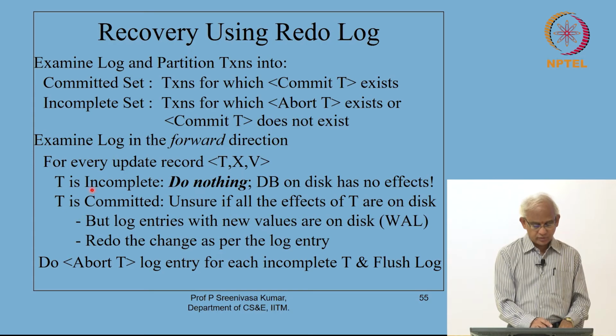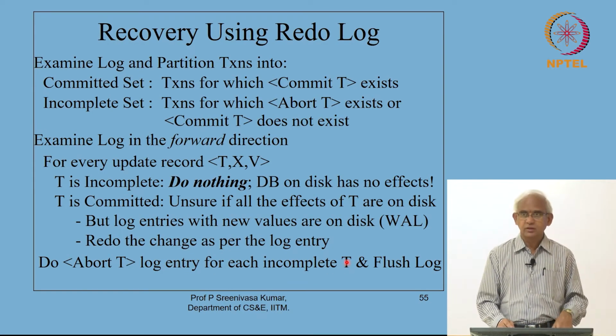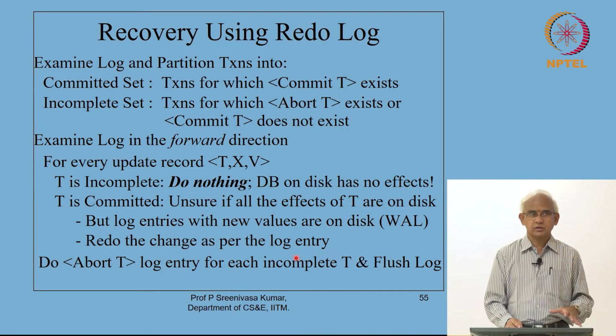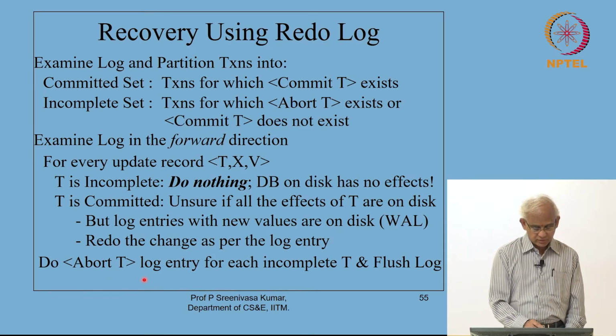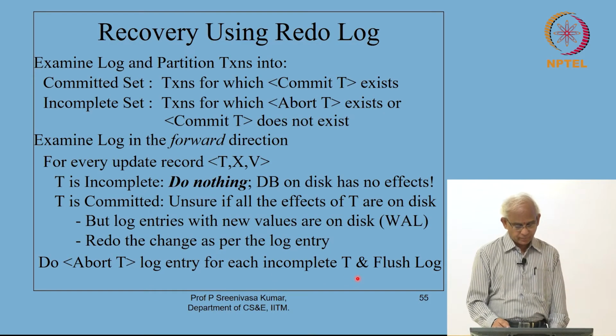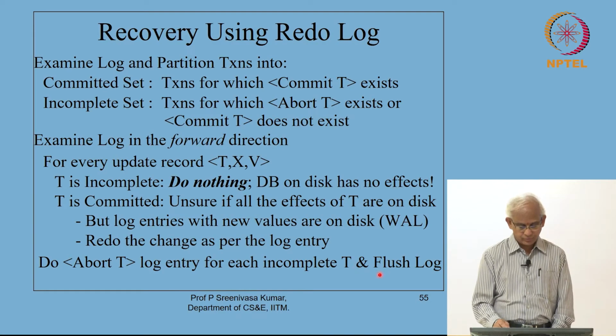Okay. And after you do this, we will make an abort T log entry for the incomplete transactions and then do a flush log, so that the record that transaction T is an aborted transaction is actually available in the log. And then, of course, we will have to resubmit some of these incomplete transactions, to ensure that they get done.